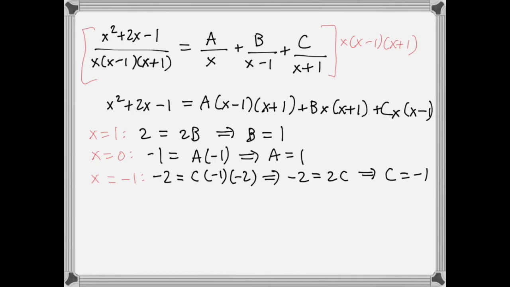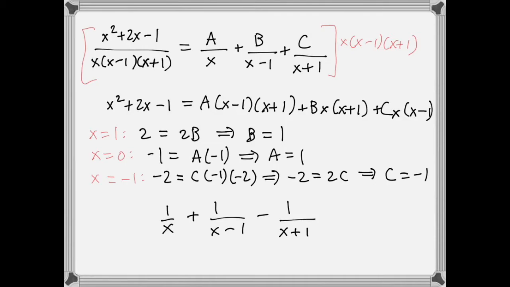All right, so now I go back to my original problem. I know what the partial fraction decomposition is, right? It's going to be 1 over x. So let's write it here. It's 1 over x plus 1 over x minus 1 minus 1 over x plus 1.